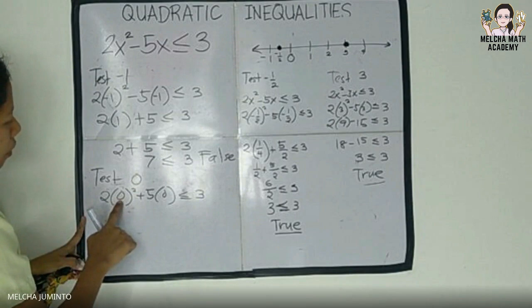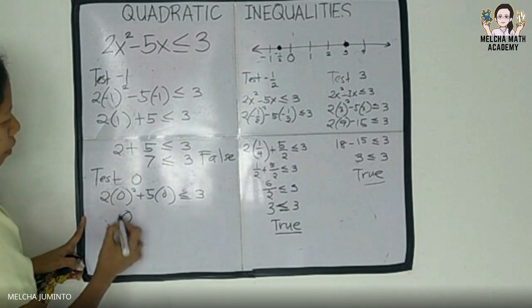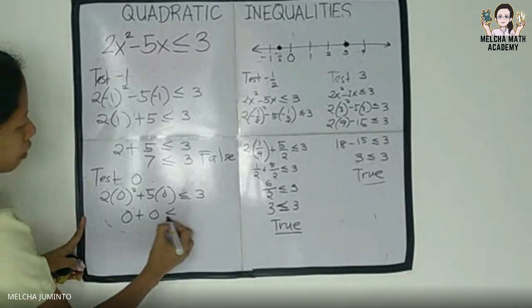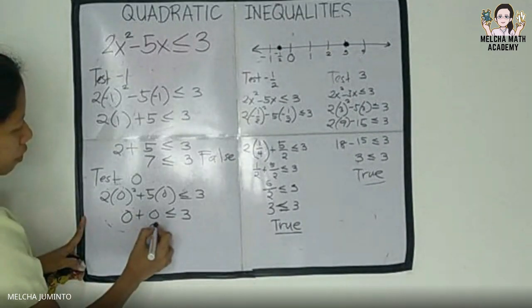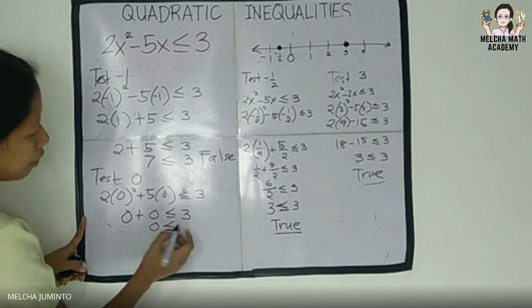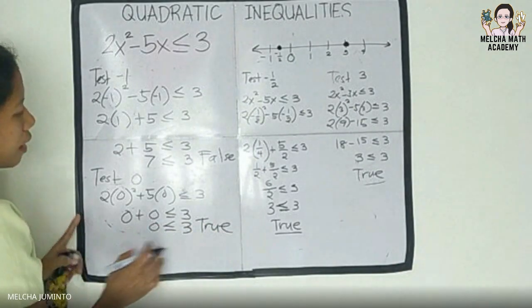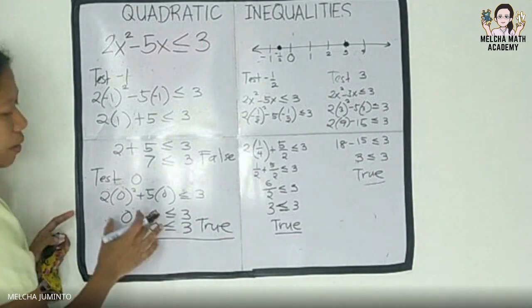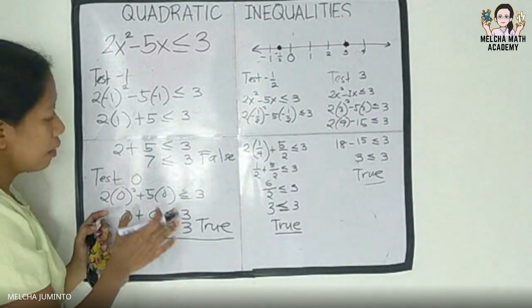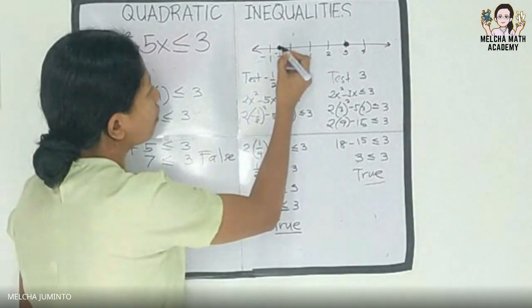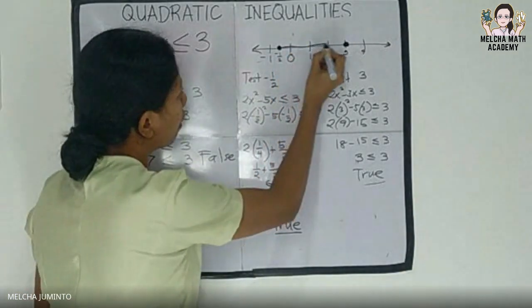2 times 0 squared, the square of 0 is 0 itself, 0, plus 5 times 0, 0, less than or equal to 3. 0 plus 0, 0. Is 0 less than or equal to 3? Yes, that is true. Okay, since we obtained this fact or proof, we can now shade this part or draw a line here.